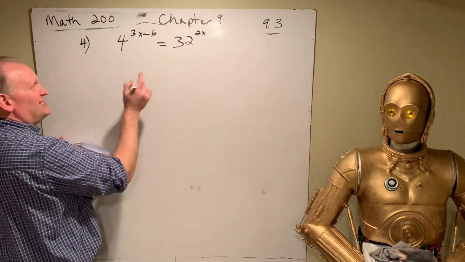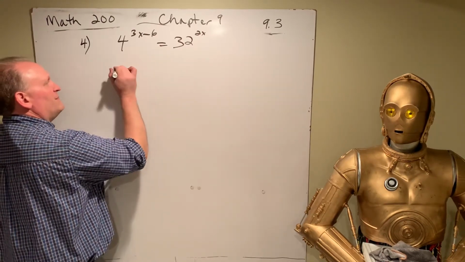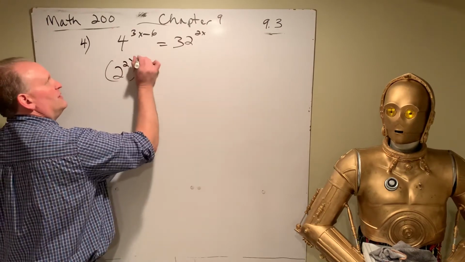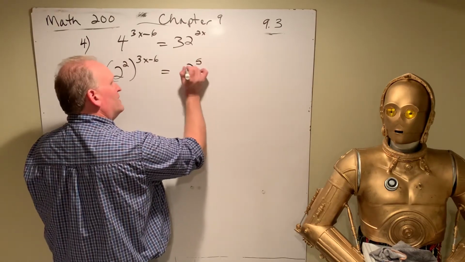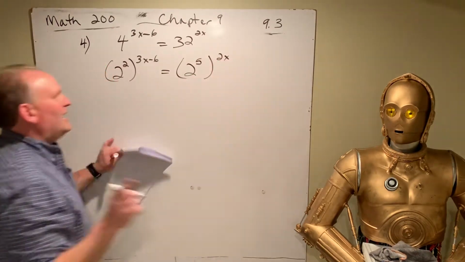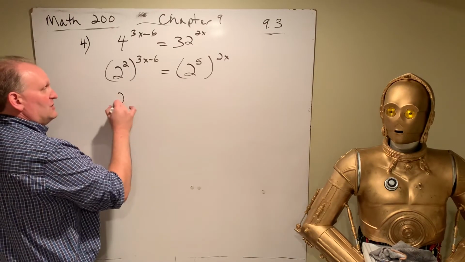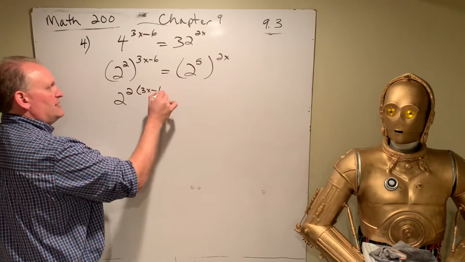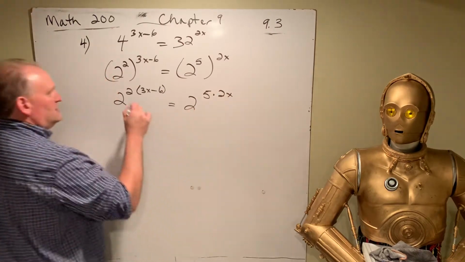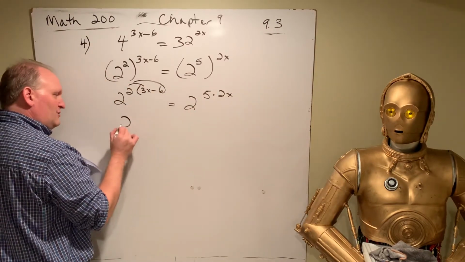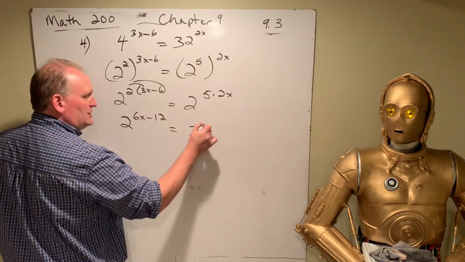Oh, geez. So this is really tough because now I can't make 4 into 32 with a power. I can make this 2 squared, though, to the 3x minus 6. And I can make this 2 to the 5th, 2x. And now remember what we do when we have a power raised to a power, we multiply. So look, I got 2 times quantity 3x minus 6, and I got 2 to the 5 times 2x. So distribute, I got 2 to the 6x minus 12 is equal to 2 to the 10x.